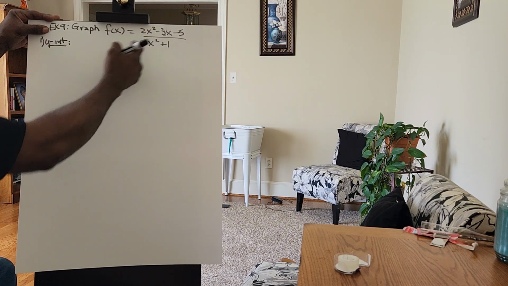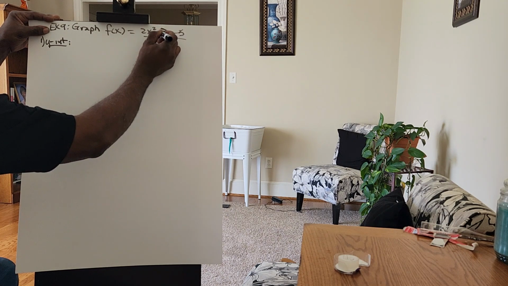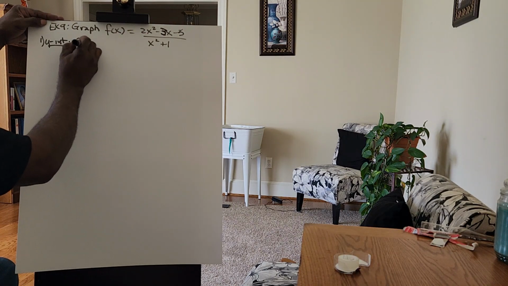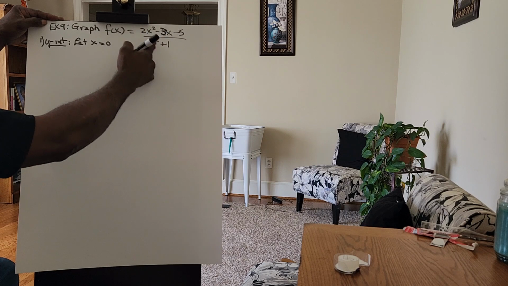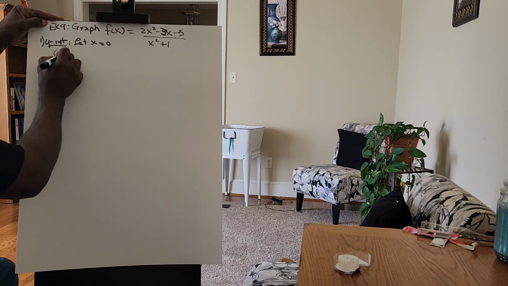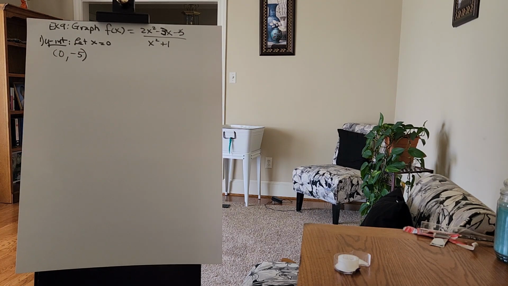The y-intercept, you let x be 0. Everywhere I had an x is a 0, so that goes away, and that term goes away, and I'm left with negative 5 over 1. So 0, negative 5 would be my y-intercept.